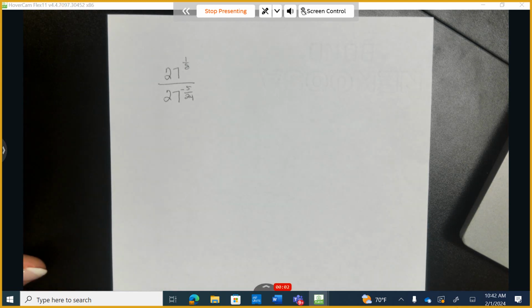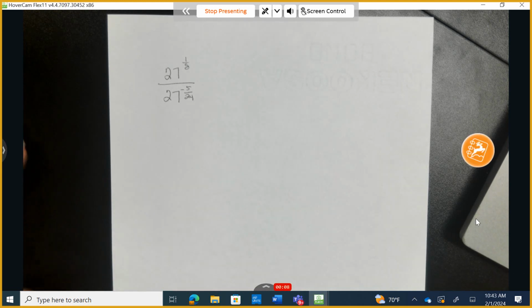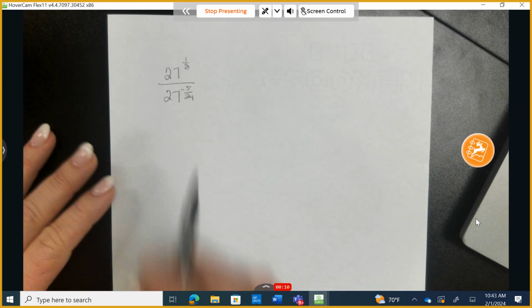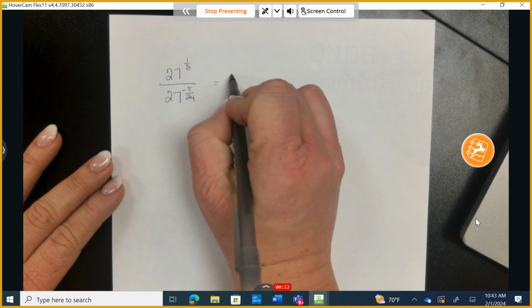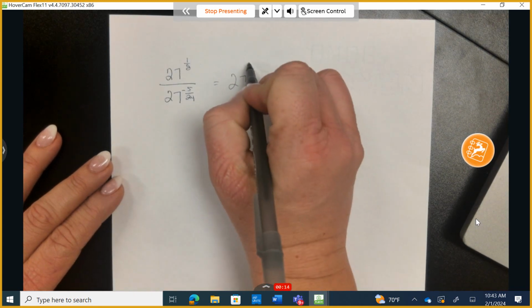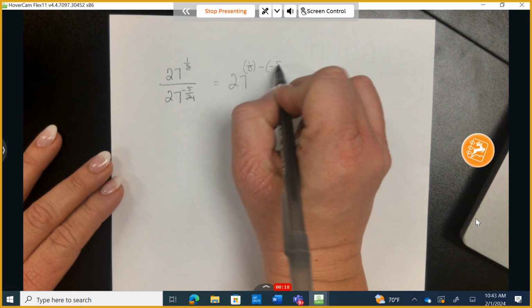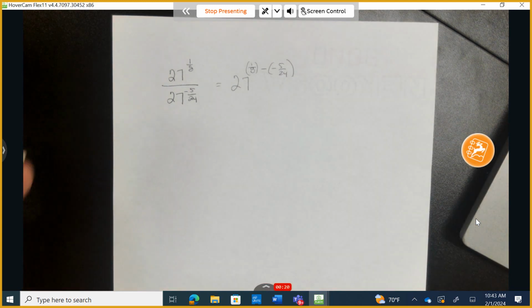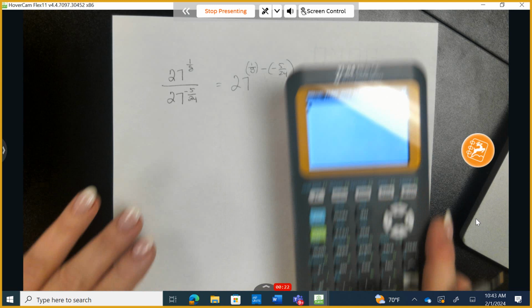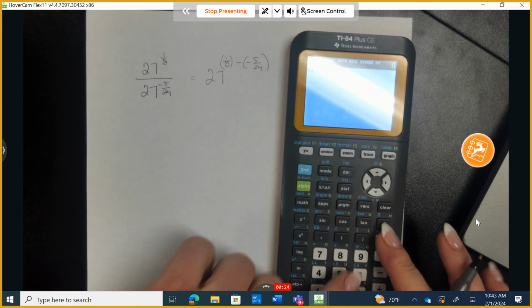This should be a review of what you previously have learned, but it's very possible that you have forgotten how to do this. So how do we do a problem like this? When you have the same base and you're dividing, you write the base down and you take the top exponent, subtract the bottom exponent.